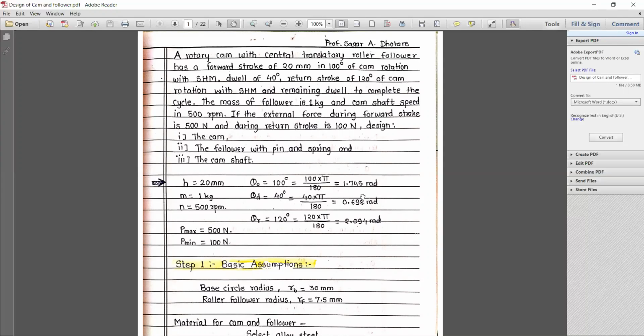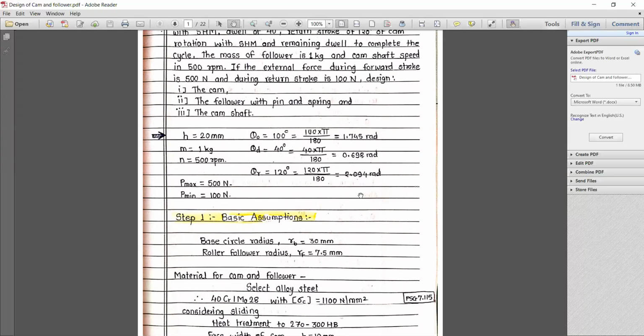Second, the follower with the pin and spring, and third, a camshaft. So what do we have to design? The cam, the follower with the pin and spring, and third, the camshaft. So first of all, note down the given data.